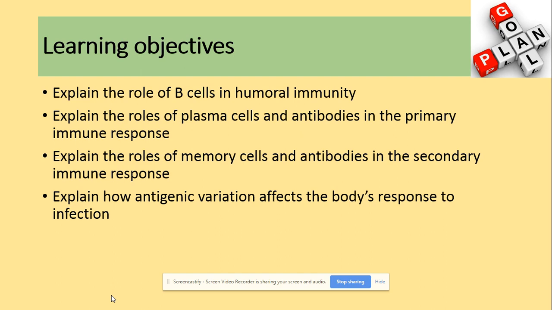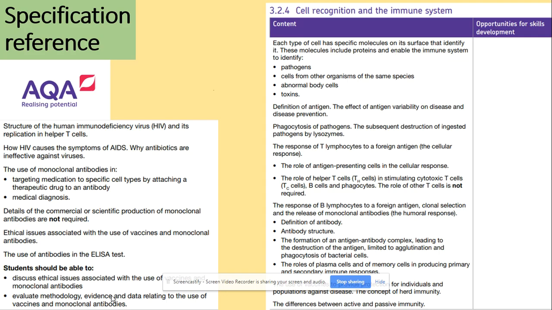So in terms of the learning objectives, you need to be able to explain the role of B cells in humoral immunity, explain the roles of plasma cells and antibodies in the primary immune response, explain the roles of memory cells and antibodies in the secondary immune response, and explain how antigenic variation affects the body's response to infection.